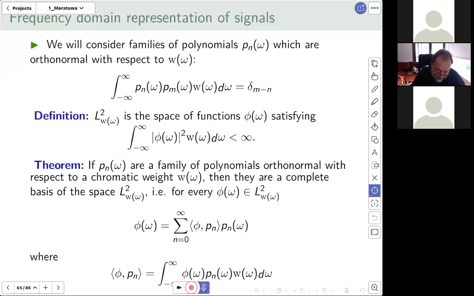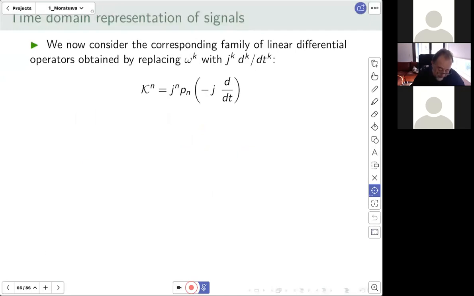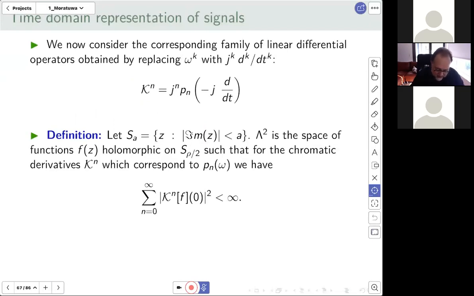And the moment condition that I just showed you implies that these polynomials are complete in the space of all functions that are finite energy relative to this weight. You can then introduce orthogonal differential operators, where here instead of the Legendre polynomials, you have polynomials orthogonal with respect to the weight. And the whole machinery works perfectly fine.